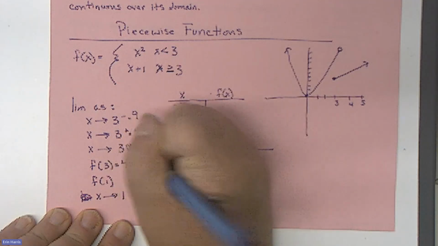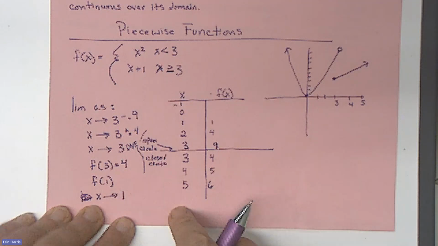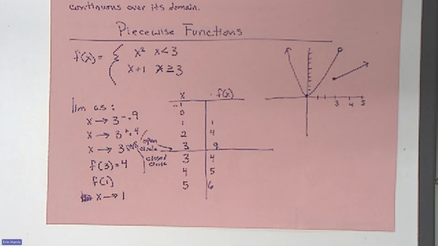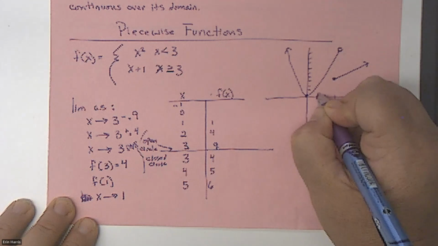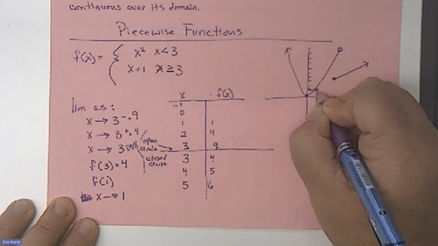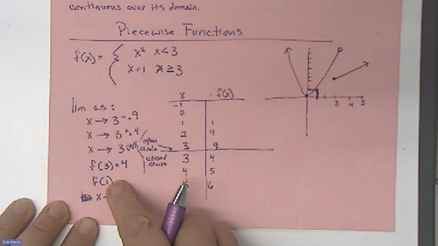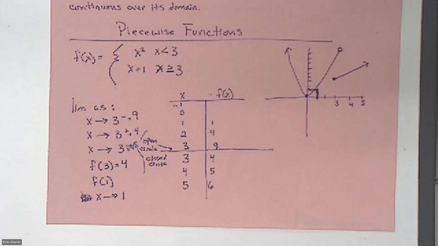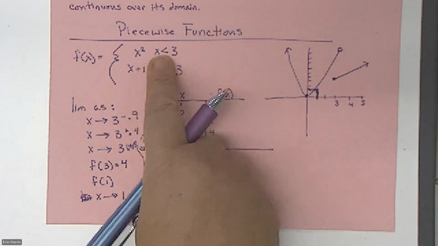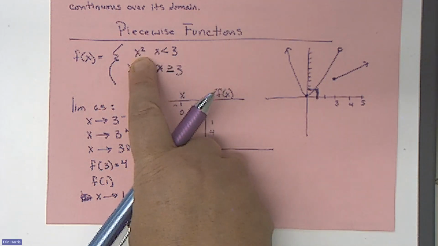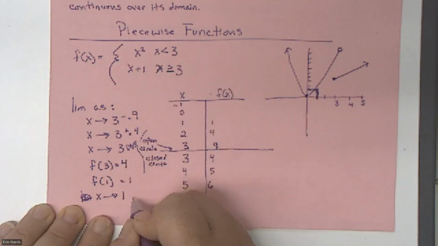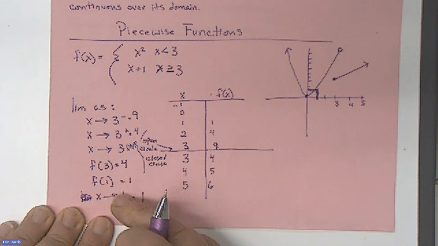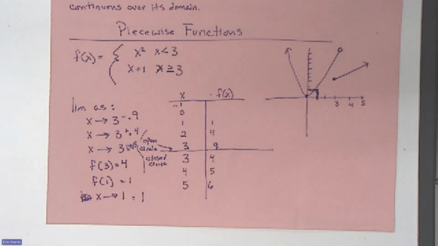So DNE. And then what if I asked you about f of 1 and then the limit as x approaches 1? Right, so f of 1, and the limit as x approaches 1. Nothing exciting is happening at 1. What's f of 1? Less than 3, so I'm using this piece. So 1 squared is 1, and then what would the limit be? 1. So again, limit and functional value are the same.